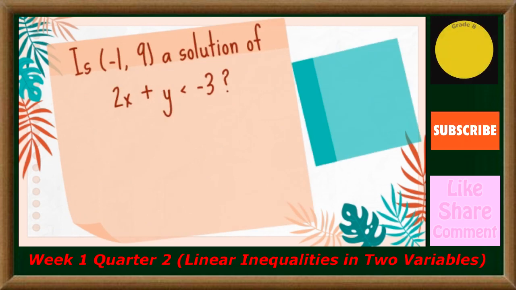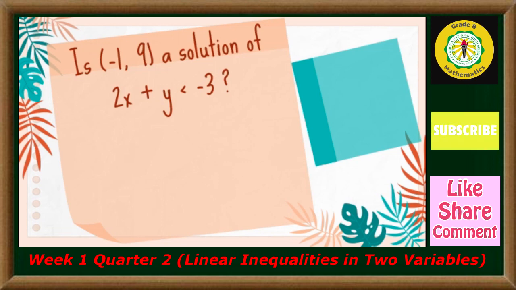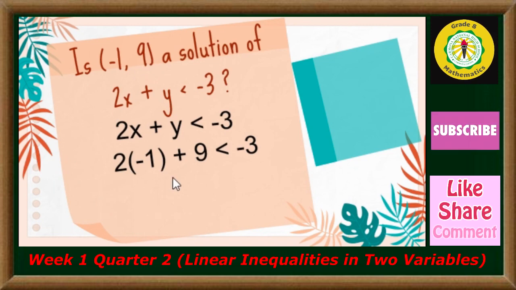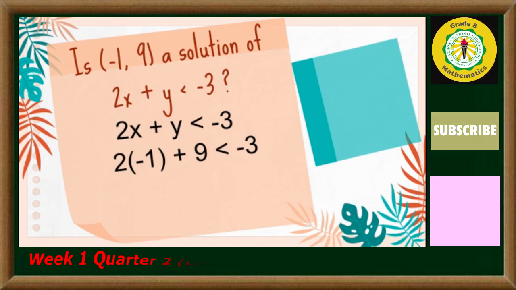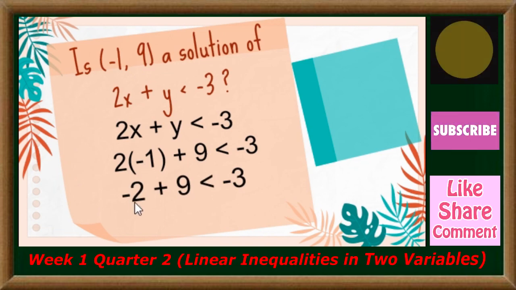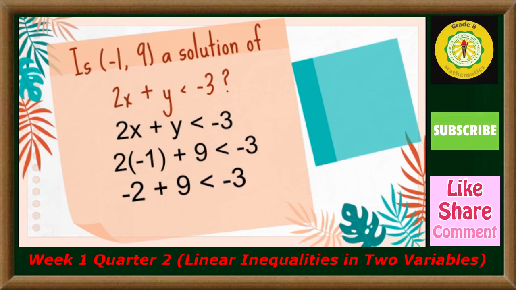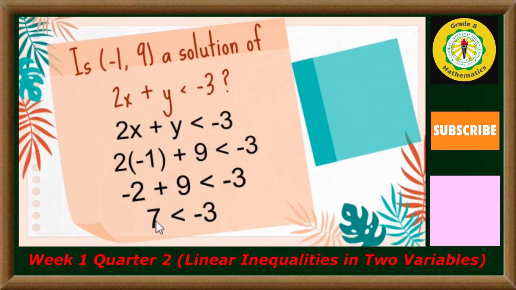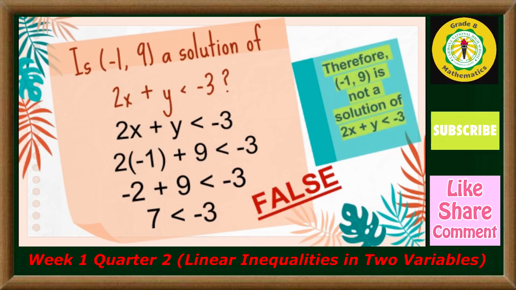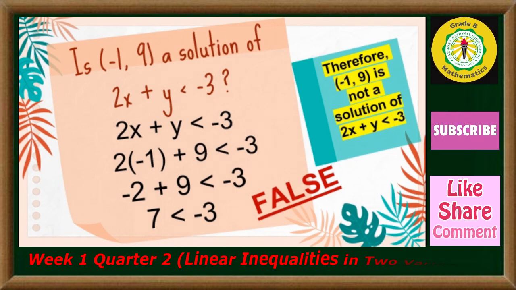Second example, is (-1, 9) a solution of 2x plus y is less than negative 3? So we need to substitute negative 1 and 9 into our given inequality and then simplify. So 2 times negative 1 is negative 2. Bring down 9 and negative 3. So we have negative 2 plus 9 is less than negative 3. So negative 2 plus 9 is 7. 7 is less than negative 3. So that is false. So therefore, (-1, 9) is not a solution of 2x plus y less than negative 3.